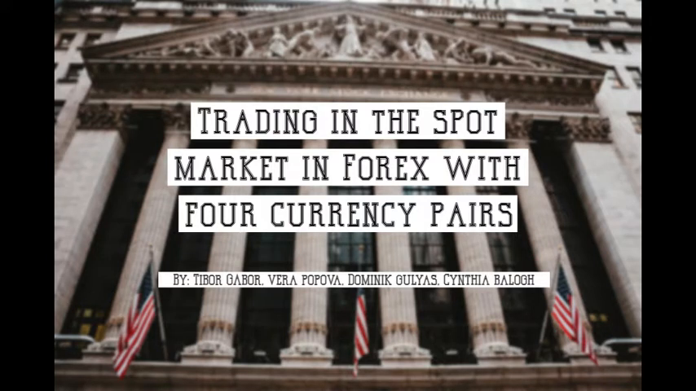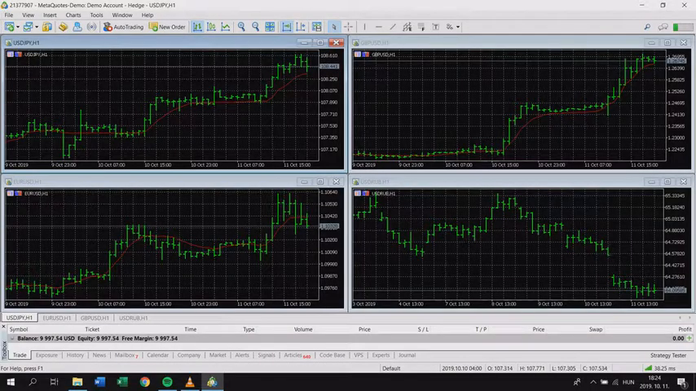Hi everyone! Today we are going to show you how to trade in the spot market in Forex with 4 currency pairs. We used MetaTrader 4 with a demo account. The definition of the spot market according to Investopedia.com is where financial instruments such as commodities, currencies, and securities are traded for immediate delivery. Delivery is the exchange of cash for the financial instrument.